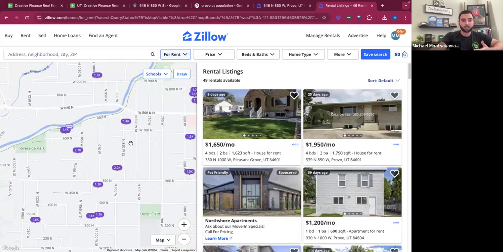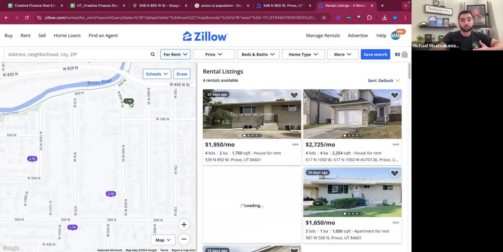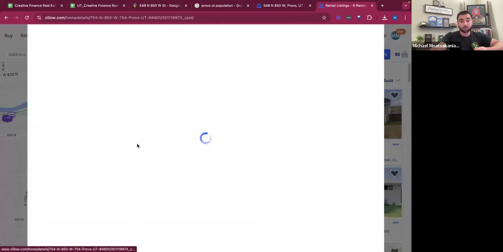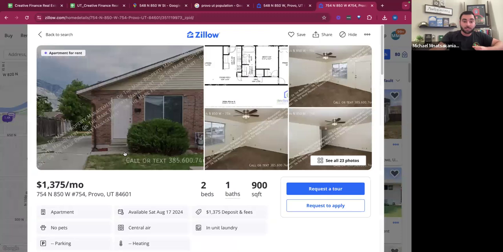If we need to, we can limit it to just 2 bed, 1 bath. So they have a 2 bed, 1 bath listed for $13.75 for 72 days. What's the condition look like? That's pretty gross. That's slumlord stuff.